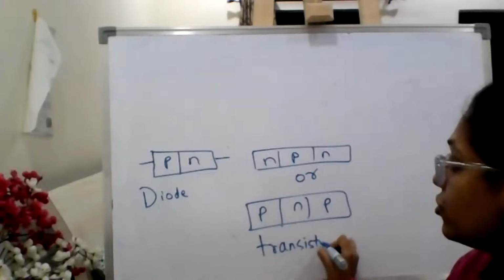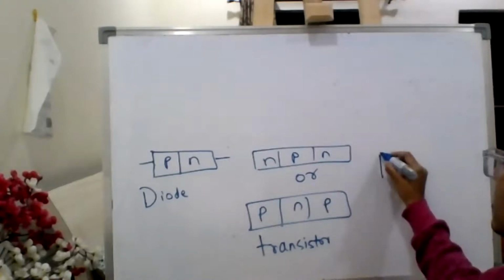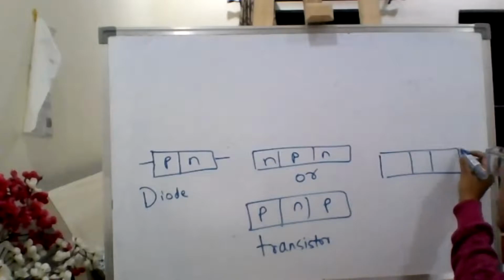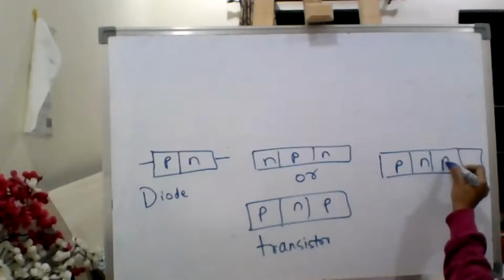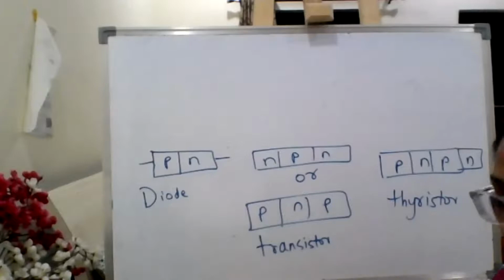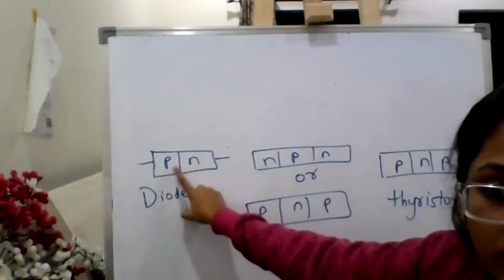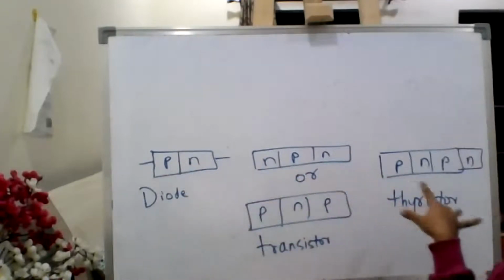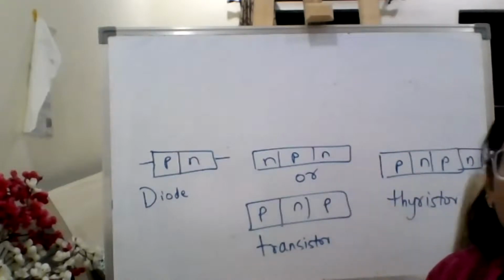Now what we are going to do is we are going to have four layers. That is known as thyristors. So four layers. I don't have place over here. Four-layer semiconductor devices are known as thyristors. So it can be PNPN. This is known as a thyristor. So can you see what is increasing? The layers are increasing. Here it was only two, here there are three, here there are four. So till here we have seen. Now this is the last part, that is thyristors.